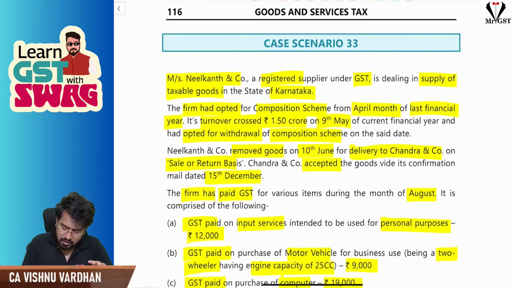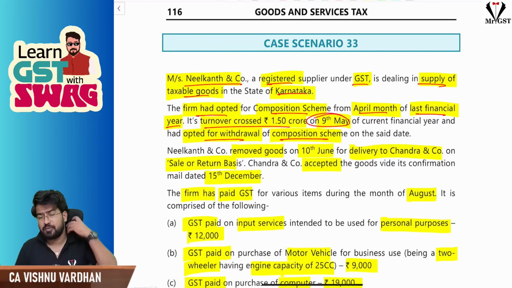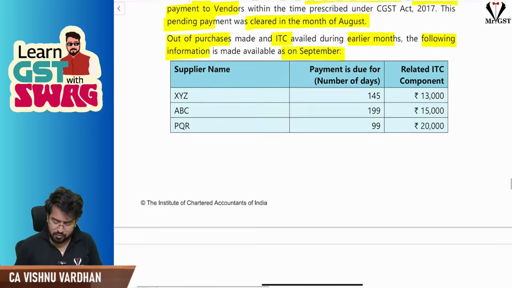Neelkant, registered under GST, supplies taxable goods in the state of Karnataka and opted for the composition scheme in April last financial year. Its turnover exceeded 1.5 crores on 9th May. But on 9th May itself, 1.4 crore turnover was crossed and he opted for withdrawal from the composition scheme. So from 9th May, within 30 days, he has to file GST ITC-01, giving details of inputs lying in stock, work in progress, and finished goods.